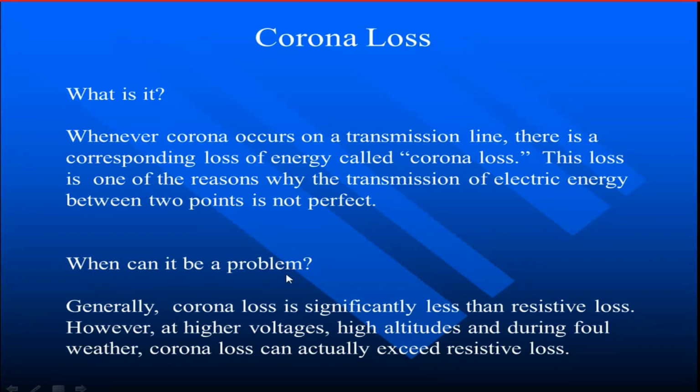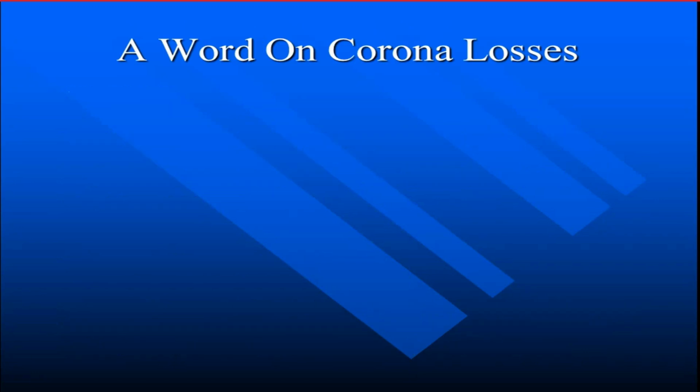So when can it be a problem? Generally, corona loss is significantly less than resistive loss. However, at higher voltages, high altitude, and during foul weather conditions, corona loss can actually exceed resistive loss. Compared with resistive loss, in normal weather conditions corona loss is very much less. But in foul weather conditions it exceeds the resistive loss and becomes major, and that's why we have to reduce it.